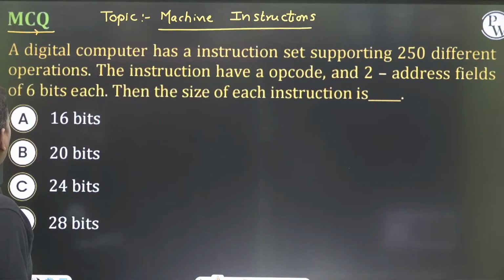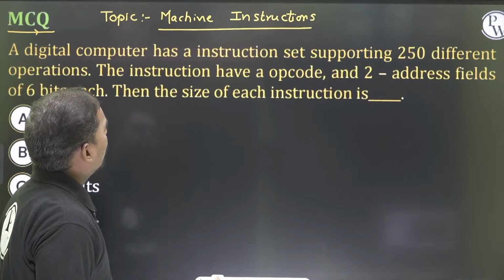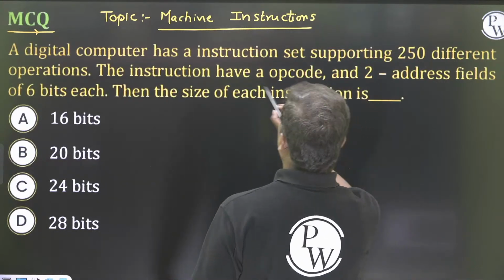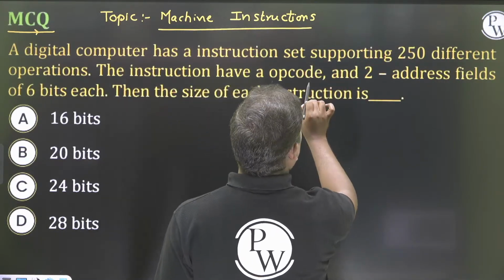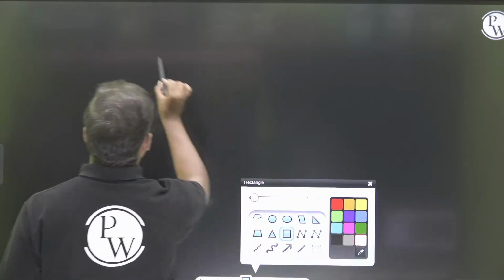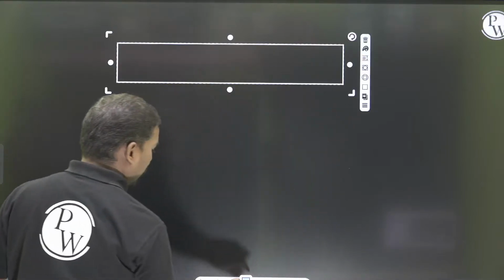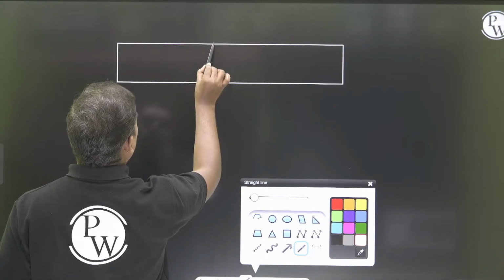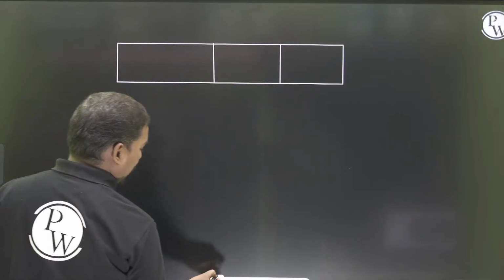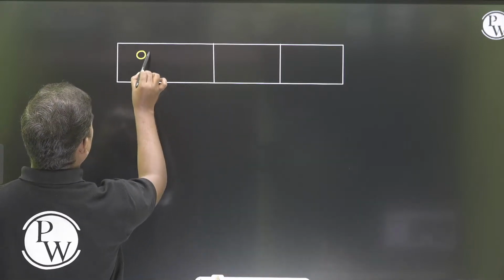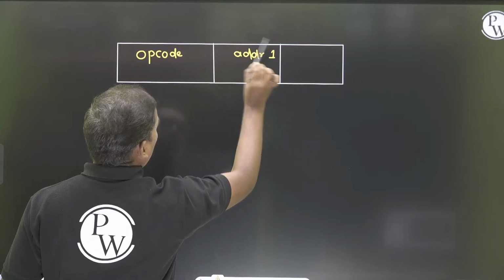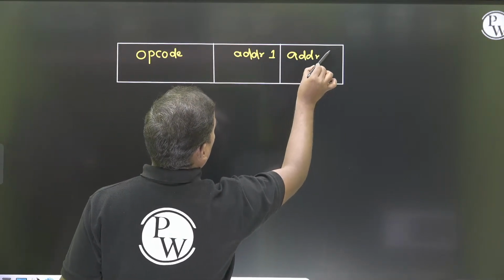A digital computer has an instruction set supporting 250 different operations. The instruction has an opcode and 2 address fields. If you see the instruction format, it has an opcode, address field 1, and address field 2. So this I can take as the opcode, this is address field 1, and this is address field 2.